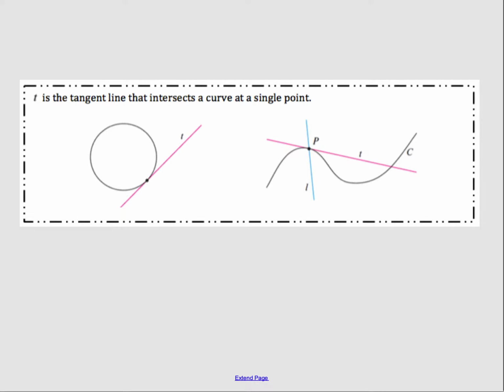Okay, so what is a tangent line? A tangent line is a line that touches a function at a singular point. Okay, so it's just touching right here. So what that is called is your point of tangency.